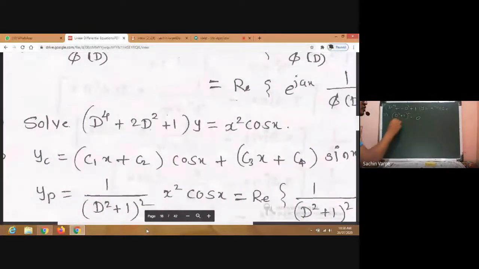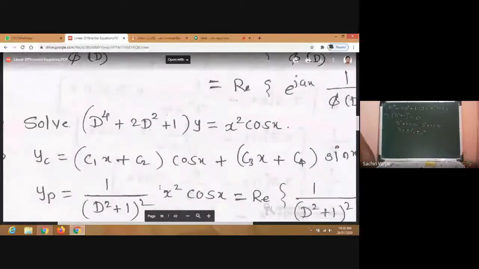So what are the roots? D square plus 1 is equal to 0 and D square plus 1 is equal to 0. So what are the roots of this? D equal to plus minus i, plus minus i. So the roots are complex and repeated actually, where alpha is 0 and beta is 1. So in case of complex repeated root, I have written the complementary function here. Please check.